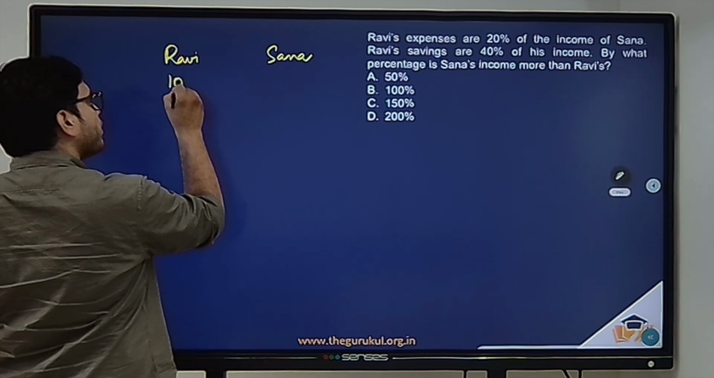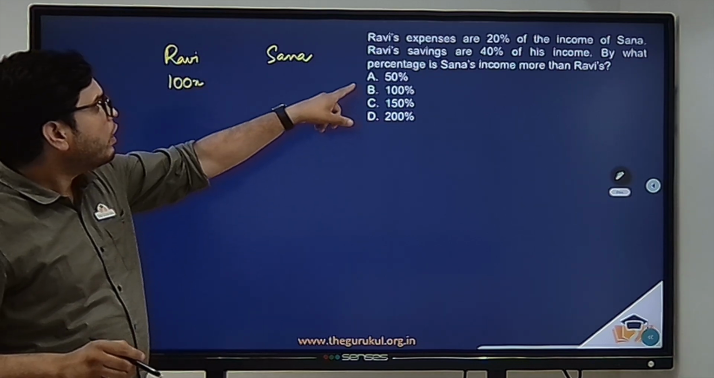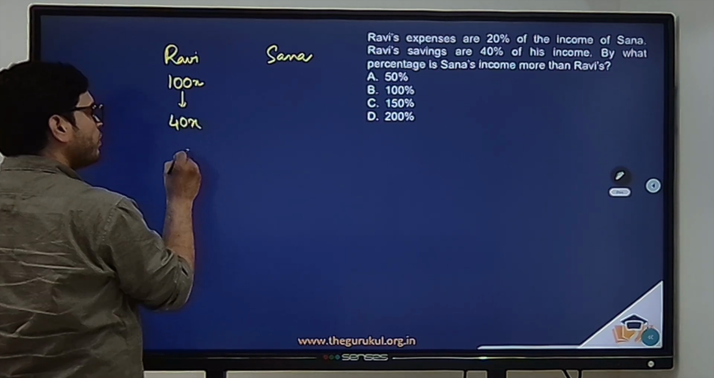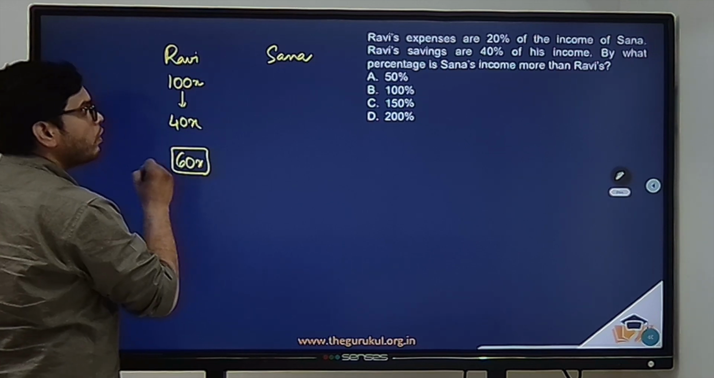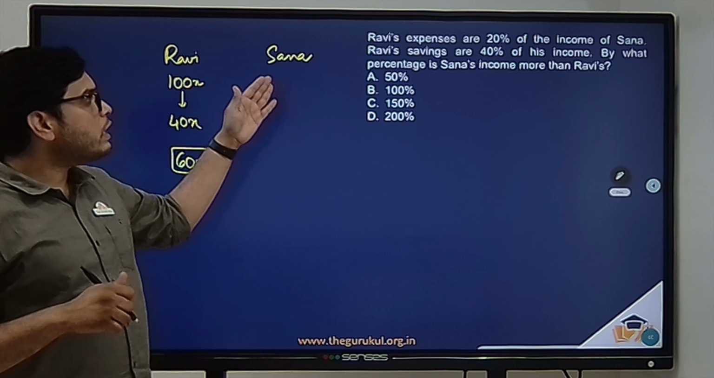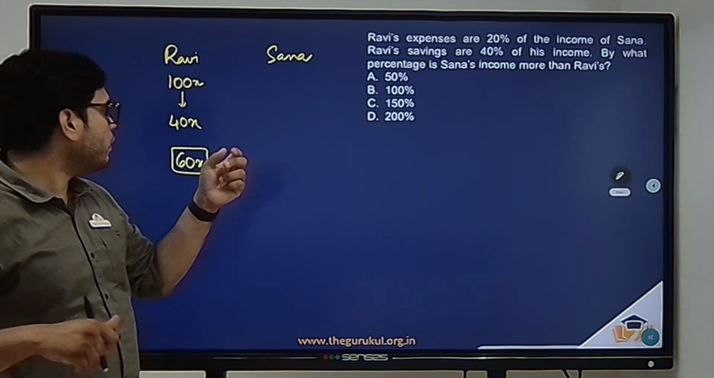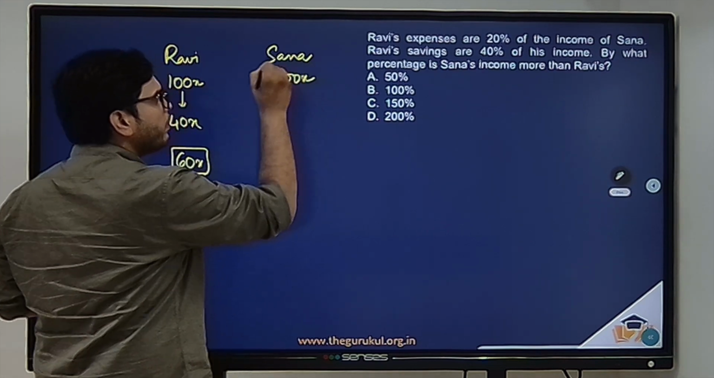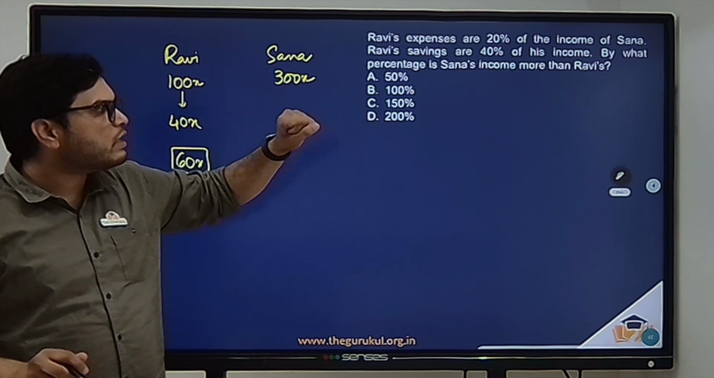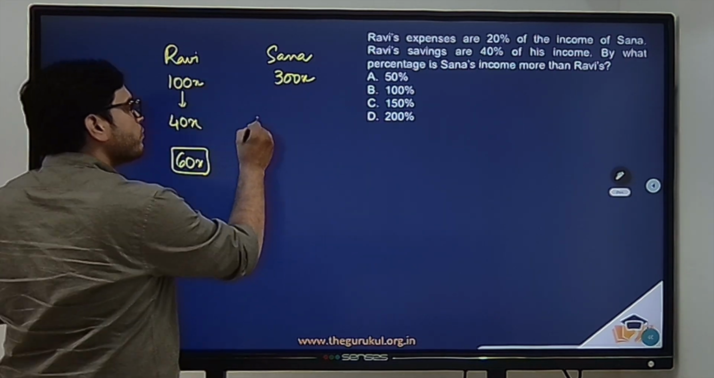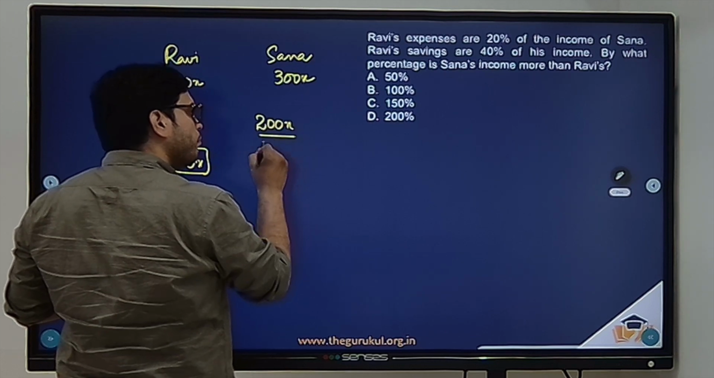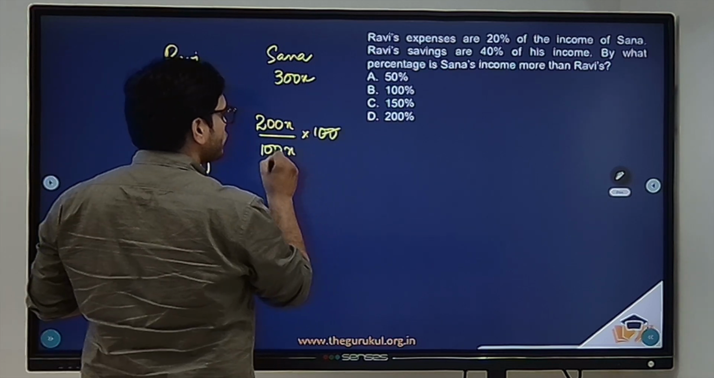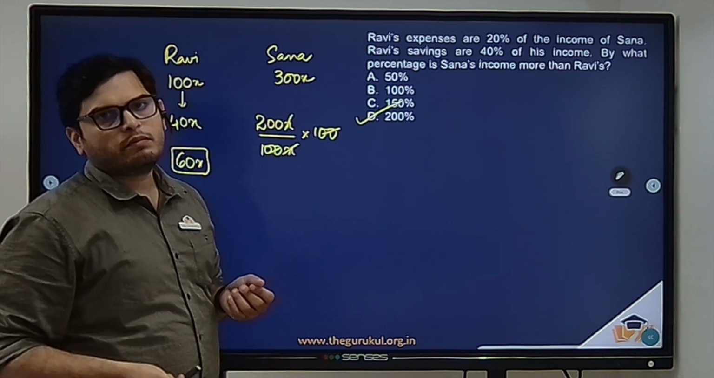Now let me consider Ravi's income to be 100x. Now Ravi's savings are 40% of his income, so he would have saved 40x rupees. So 60x is Ravi's expenses. And Ravi's expenses are 20% of the income of Sana. So Sana's income should be 300x. Now, what was asked? By what percentage is Sana's income more than Ravi's income? Now, Sana's income is 200x more than Ravi's income, but we are asked in terms of percentage. So, over Ravi's income, 100x, into 100. So, this should be 200%. This must be the answer for this question.